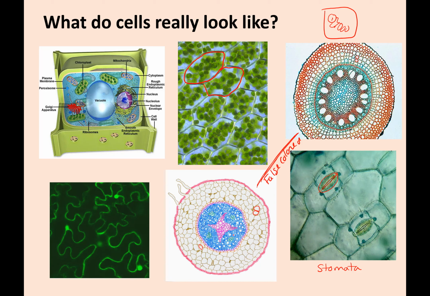This one is my favorite. Looks like a bunch of jigsaw pieces. These are also plant cells. You can see the bright green is the nucleus, the outline of the plasma membrane.